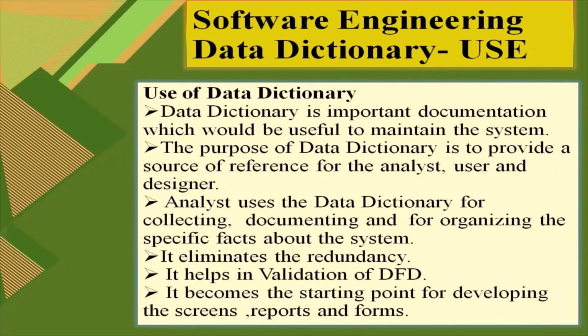Next is use of data dictionary. Data dictionary is important documentation which is useful to maintain the system. The purpose of data dictionary is to provide the source of reference for analyst, user, and designer. Analysts use the data dictionary for collecting, documenting, and organizing the specific facts about the system. Data dictionary eliminates the chances of redundancy. It helps the validation of data flow diagram. It becomes the starting point for developing the screens, reports, and forms.